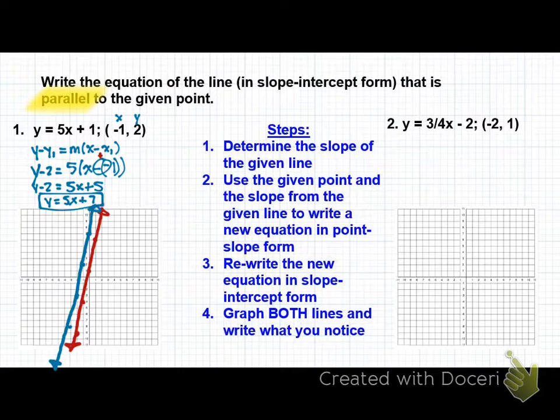We want a parallel line to this one. So on number 2, we got y is equal to 3/4 x minus 2. I'm going to plot this on my graph really quickly. I want a graph that's parallel to this line here, and it's supposed to go through the point -2, 1, okay? So what's the slope of number 2, everyone? 3/4, right? A parallel slope would be then what?